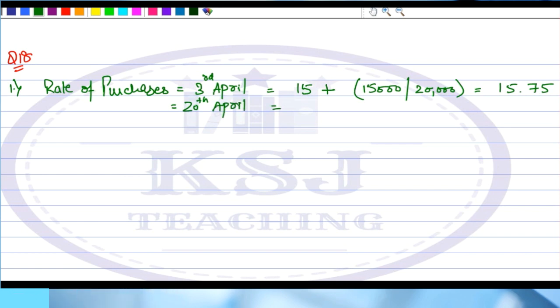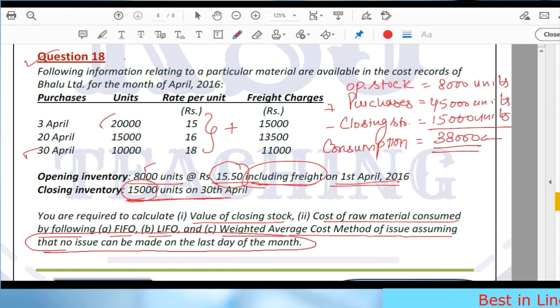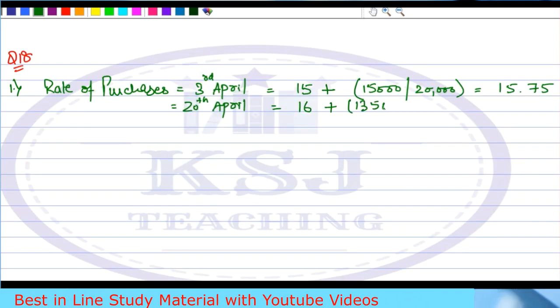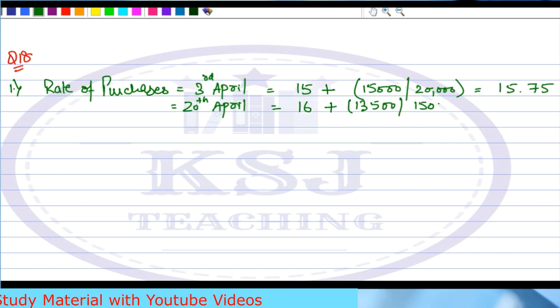What is the rate given to you? 16 rupees plus how much? 13,500 freight charges. And what is the number of units? 15,000. So 13,500 divided by 15,000. This rate comes to 16.90.